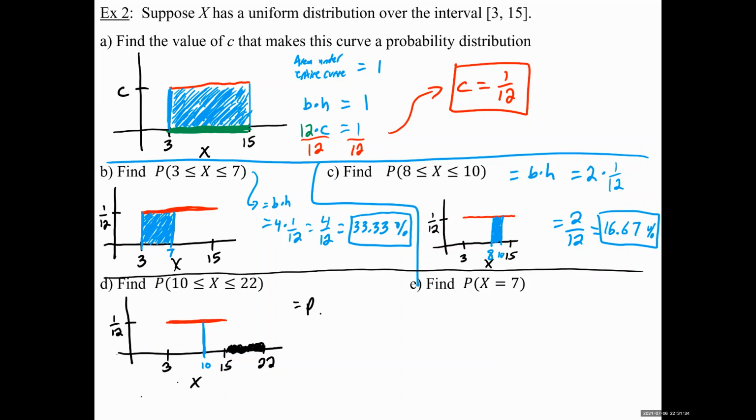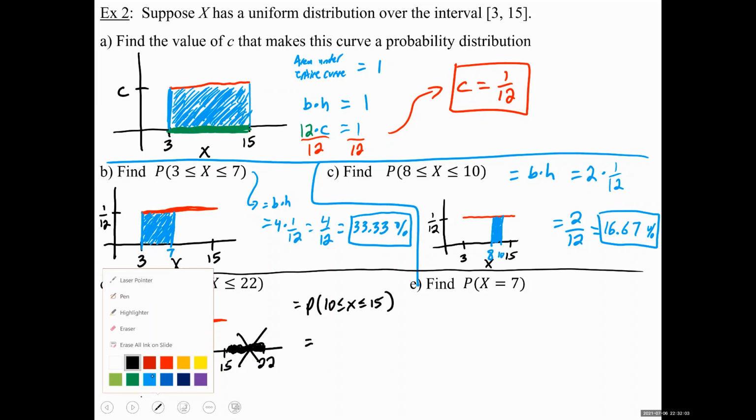So the probability of getting a number out of the bag between 10 and 22 is the same as the probability of getting a number out of the bag between what and what? 10 and 15. So you rewrite it like that. You throw out this part because it has no chance of happening. Okay, and now that you've rewritten that, the numbers are 10 and 15.